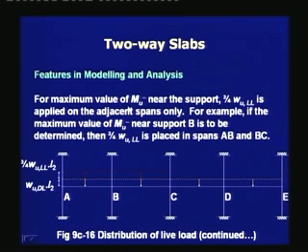For maximum value of Mu minus near the support, 3/4 WLL is applied on the adjacent spans only. For example, if the maximum value of Mu minus near support B is to be determined, then 3/4 WLL is placed in spans AB and BC. Thus, if you are looking for the negative moment at the support, then we place the live load only on the adjacent spans. Thus, we have placed the live load in AB and BC only. This may give a critical value of the negative moment at B.